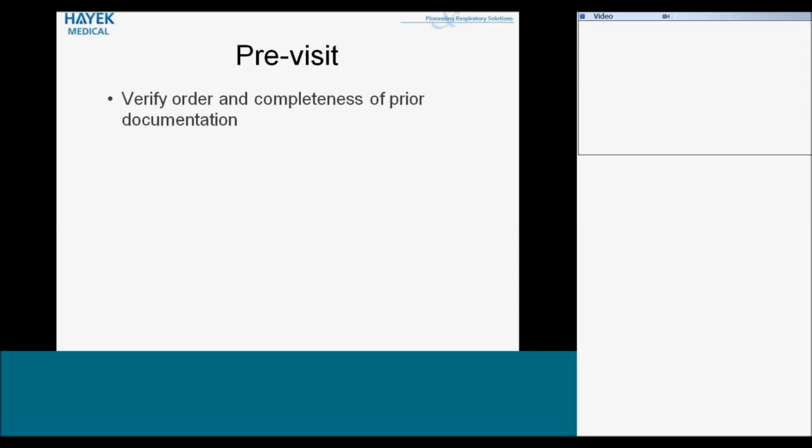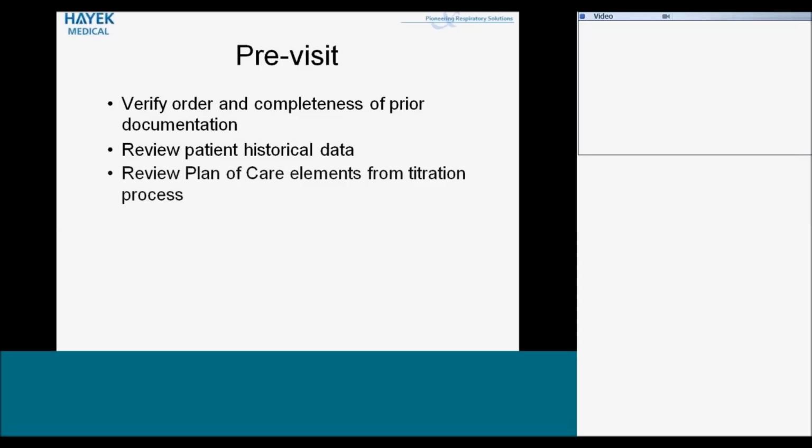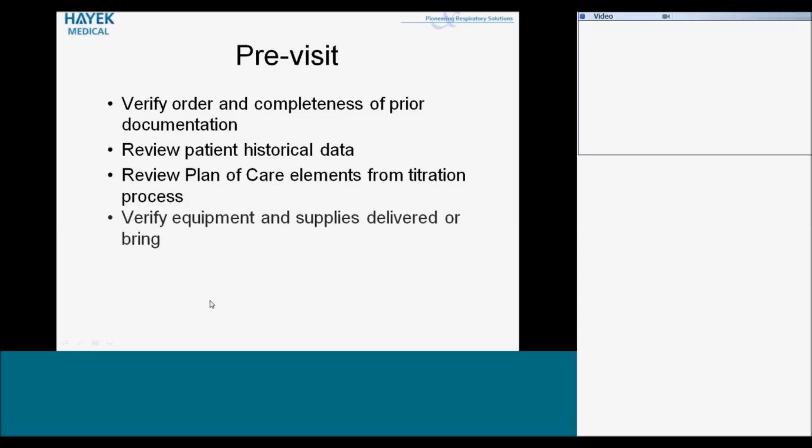Prior to the visit, you're going to have an order. You want to verify that you've got the order and that it makes sense. Any historical data that you provided, review that so you know your patient a little bit. There should be plan of care elements from the titration. As I said, your goals from the titration or from the setting selection process and any other issues that might have been documented. Make sure you got your equipment and supplies.